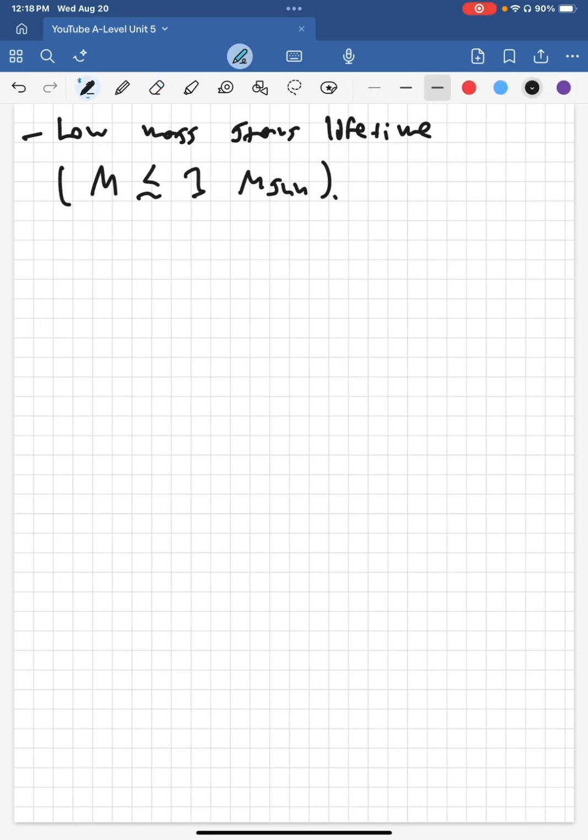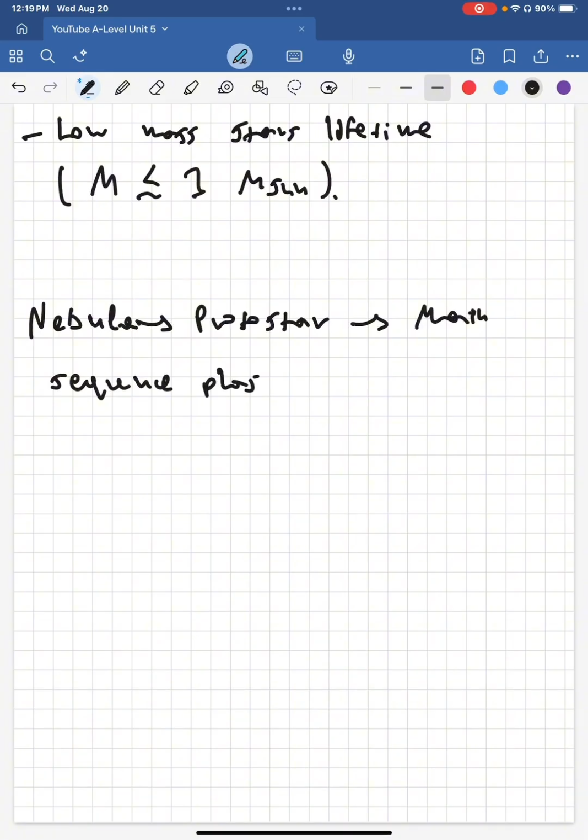Actually, you start with a nebula. Then you have a protostar, which means that you start having some fusion. Then you have the main sequence phase. Once hydrogen burns out, the star enters its red giant phase. I'm going to talk about that. The red giant phase. Then you have the planetary nebula phase.